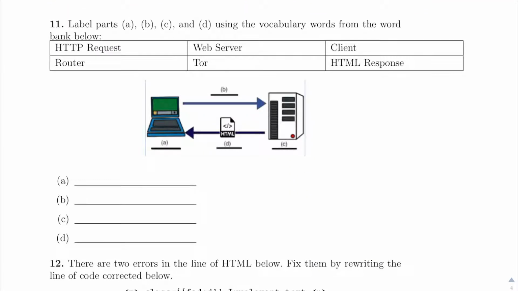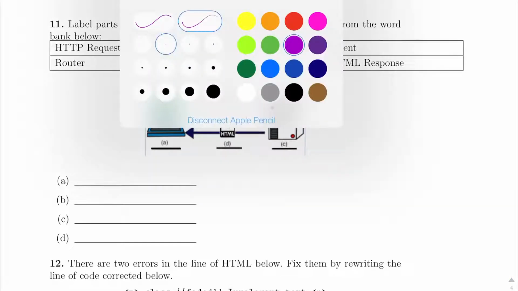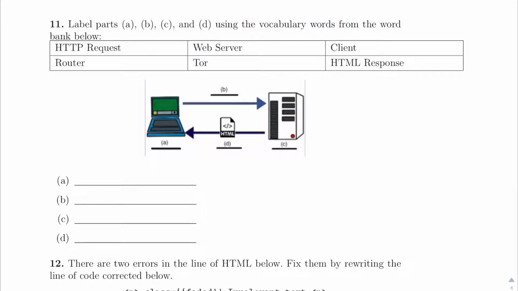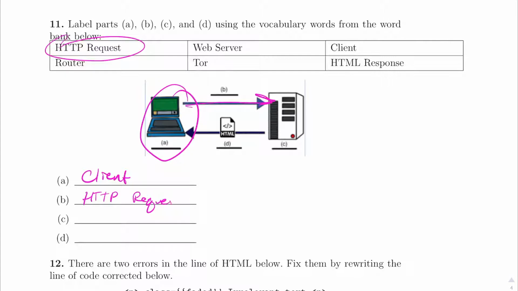Label parts A, B, C, and D using the vocabulary from the word bank below. So first off, you start out your computer. Your computer is the client computer because it's the one who's seeking information. It sends a request, in particular an HTTP request, to a web server.